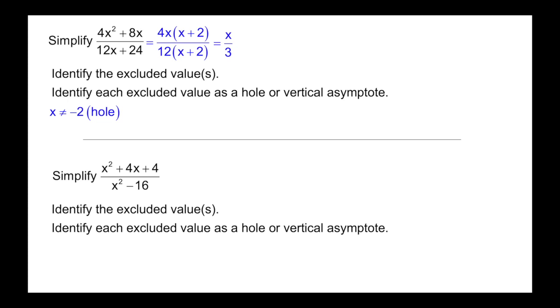We'll take a look at the next example. So again, try to factor that, simplify, and come up with the excluded values. Also classify them as a hole or a vertical asymptote.